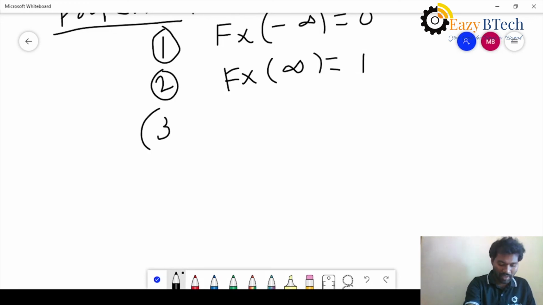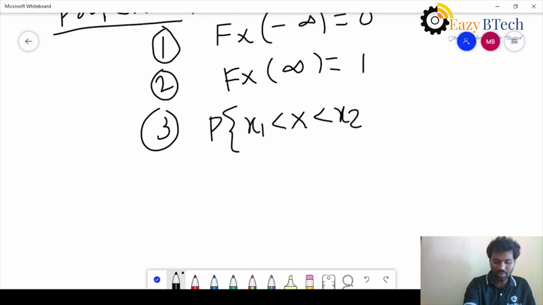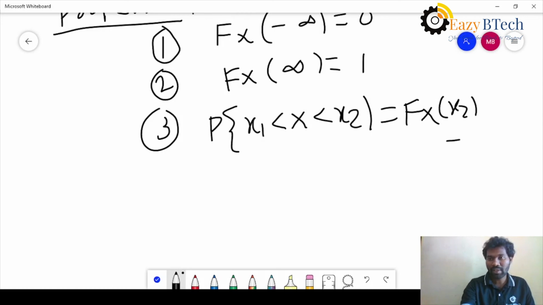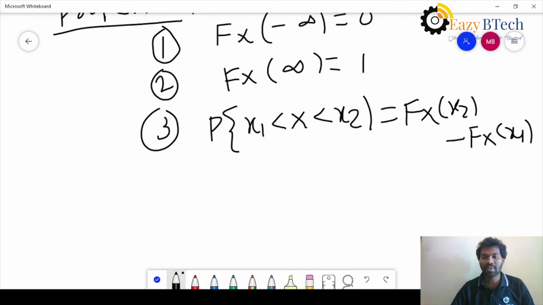And the third one is P of x1 less than X less than x2 is equal to F_X of x2 minus F_X of x1. This is the third property. So if the random variable is in between two numbers, then the probability is F_X of x2, the upper number, minus the lower number, that means F_X of x2 minus F_X of x1.